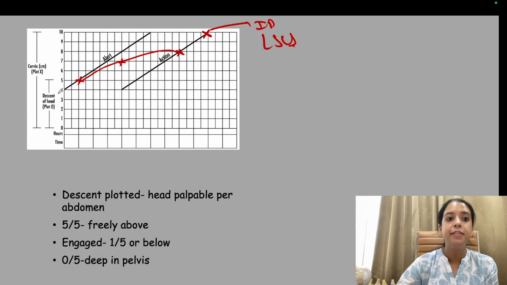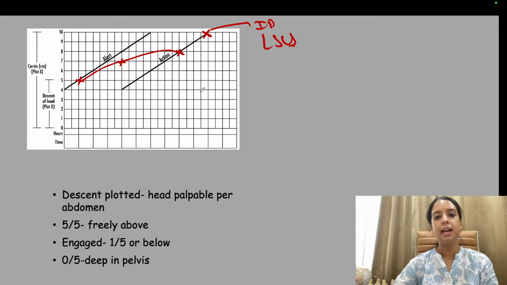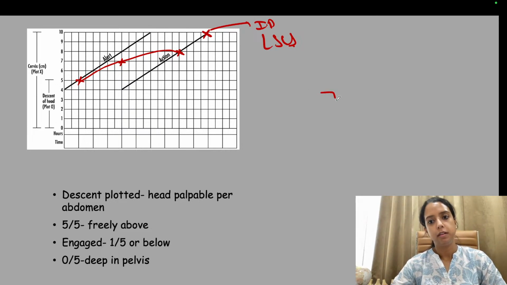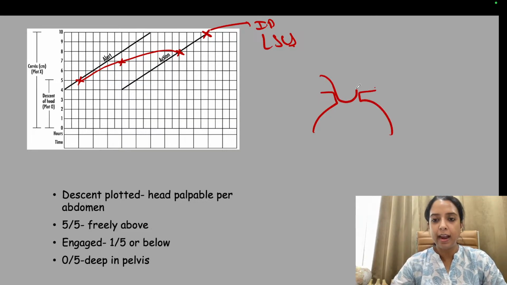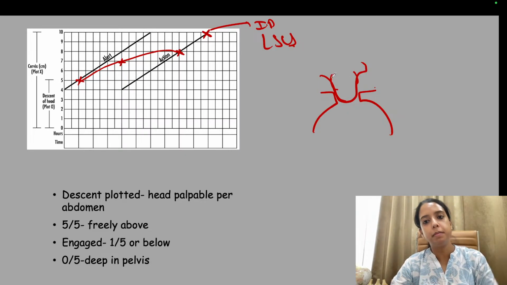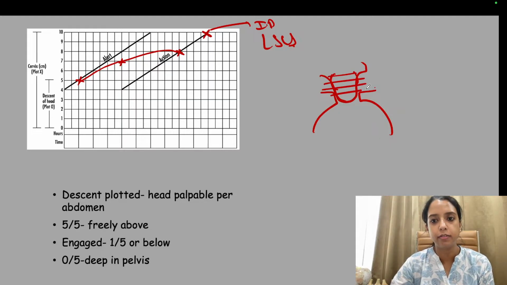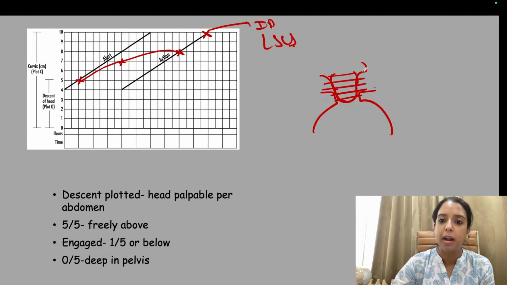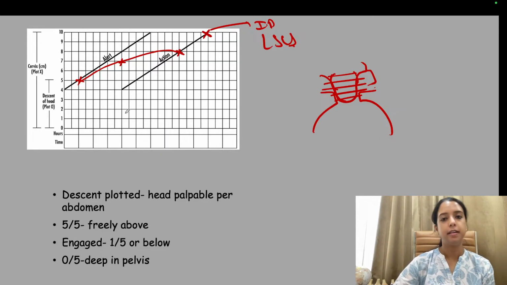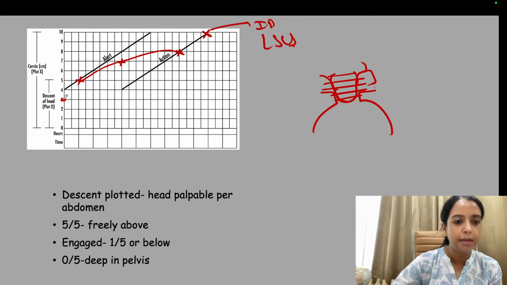What about fetal head? Fetal head is palpated, is plotted here. How many parts of fetal head are palpated per abdomen? Pelvis में baby is entering. Some part of baby is in the pelvis, some part of the baby is in abdomen. Baby's head is divided into 5 parts. How many parts I can palpate in abdomen? That is plotted here. 3 parts are plotted, 3 parts are palpated.